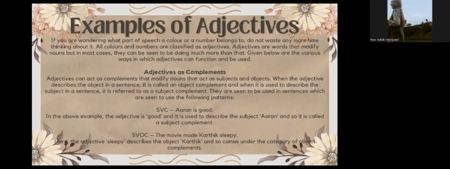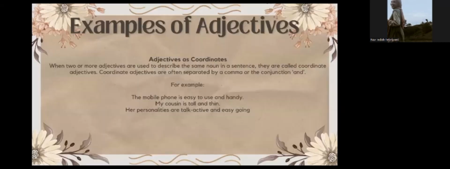And then, the movie made Karthik sleepy. Here, the adjective sleepy describes the object Karthik and so comes under the category of object complements. And then the next example is adjective as coordinates. When two or more adjectives are used to describe the same noun in a sentence, they are called coordinate adjectives.